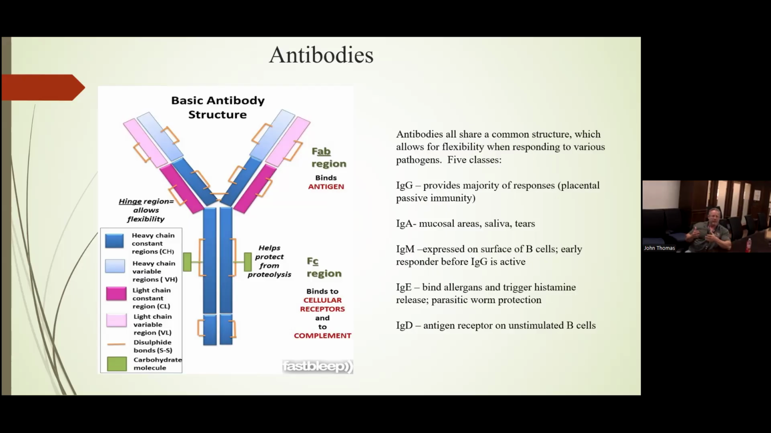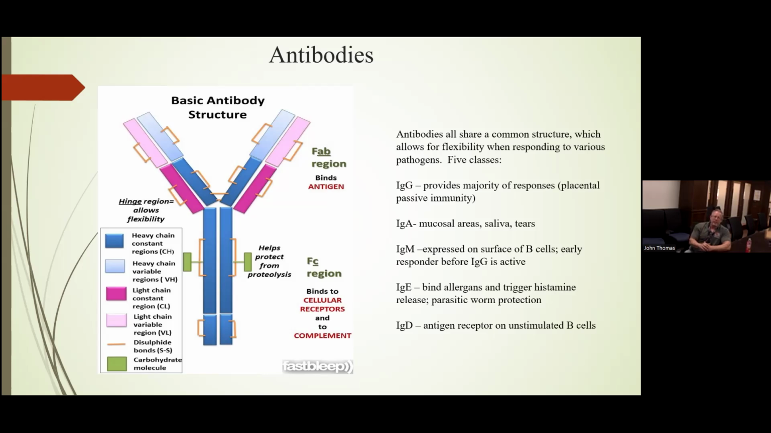And within the body, we have 5 classes of antibodies that are referred to as Ig molecules, or immunoglobulin molecules. Immunoglobulin is the abbreviation for Ig. We have IgG, IgA, IgM, IgE, and IgD. And each one of these different types of antibody molecules is going to have a specific role that it performs within the context of antibody-mediated protection.